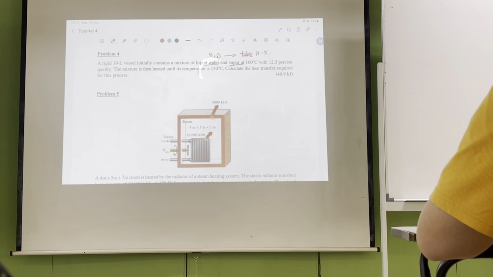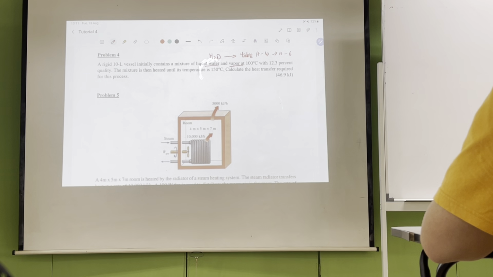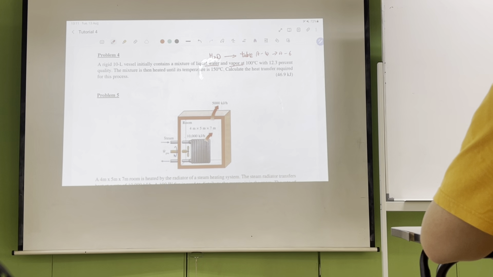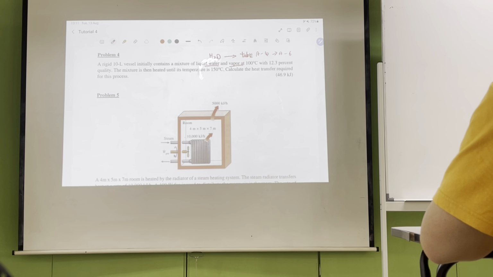Tables A-5, A-4, A-6, I think. So when you see water, this is always your solution. Usually, at least to me, water is easier to solve than gas because you have fewer steps. But that will require you to understand how to read the table. So that one you need to work harder on.